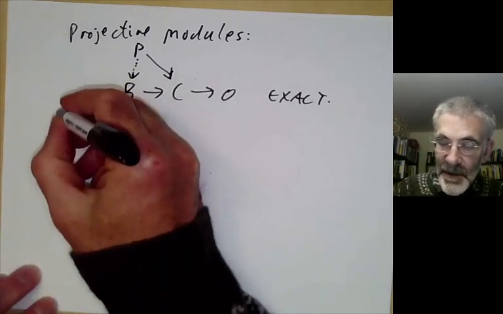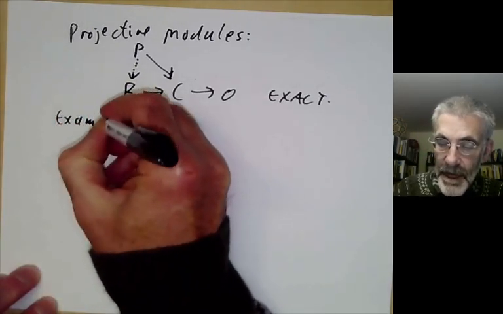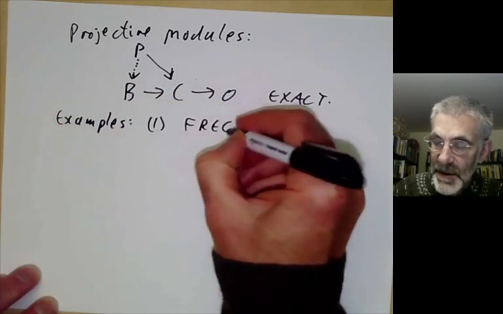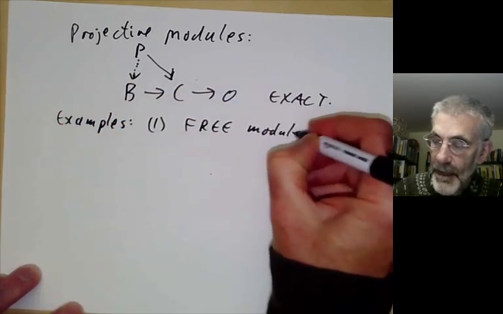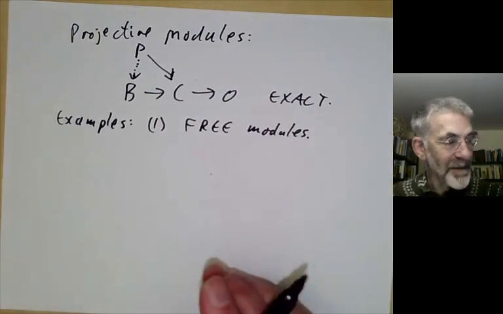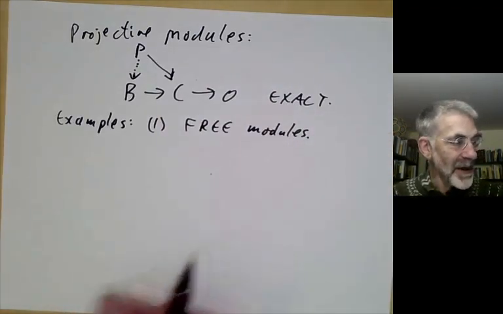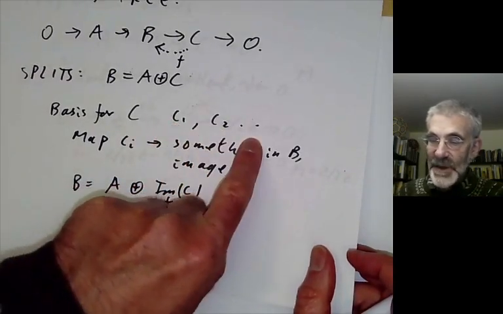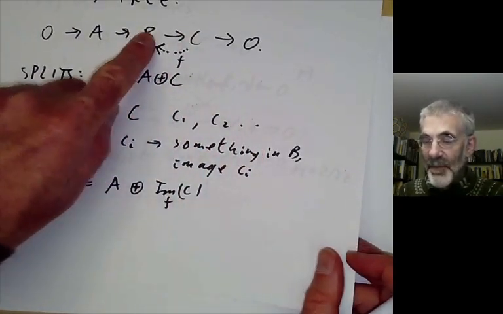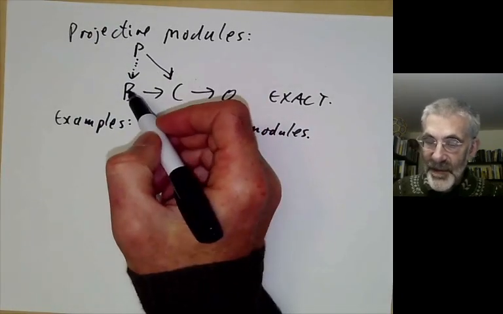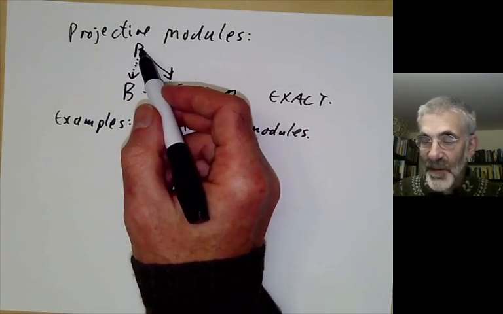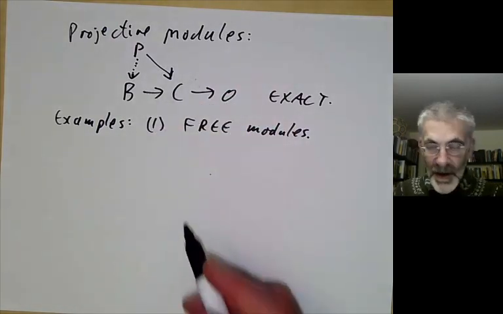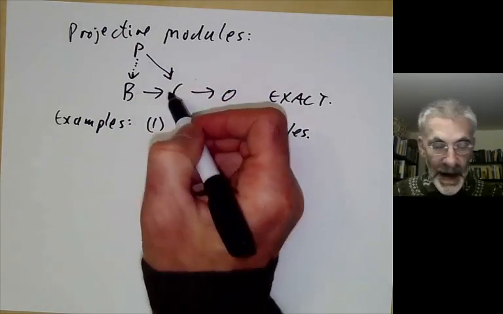So let's have some examples of projective modules. First of all, free modules are projective. This follows from exactly the same argument that I had on the previous sheet. All you do is you take a basis for your free module and you map the basis to B, and that gives you a factorization of this map like that.